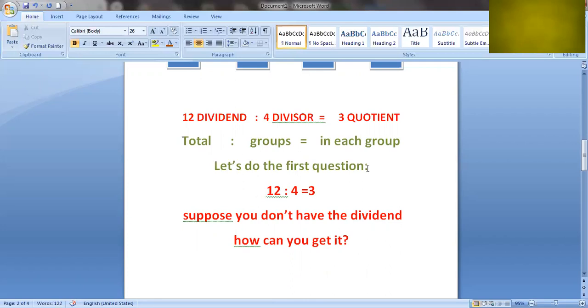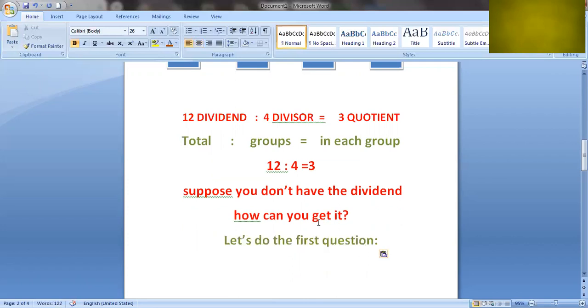Now, before we do the question, suppose you don't have the dividend. How can you get it? Suppose you don't have this 12. How can you get the 12? By multiplying the quotient times the divisor, and you get the dividend.